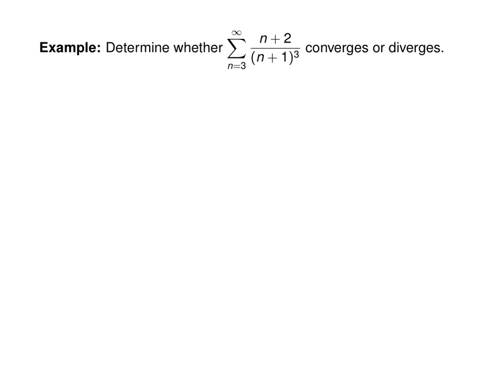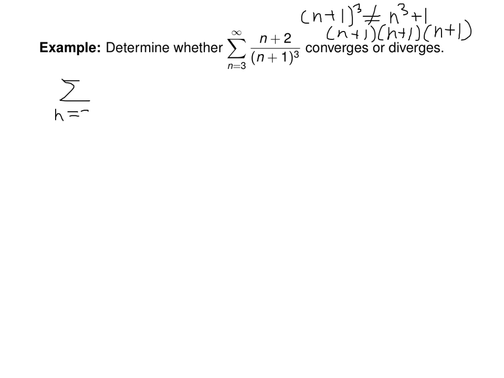Next, let's determine whether the series from 3 to infinity of n plus 2 over n plus 1, the quantity cubed, converges or diverges. So the first thing that I would suggest is determining what n plus 1 cubed is equal to. Note that n plus 1 cubed is not equal to n cubed plus 1. Think back to the basic definition of exponentiation. N plus 1 cubed means n plus 1 multiplied by n plus 1 by n plus 1. I mean, that's just algebra 2. When you multiply that out, here's what you should get.